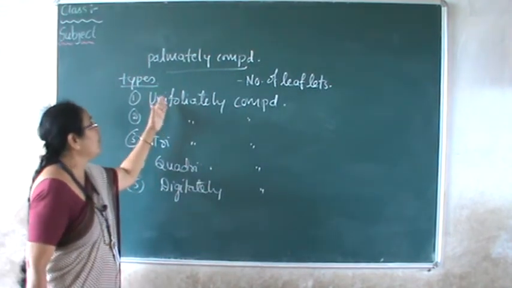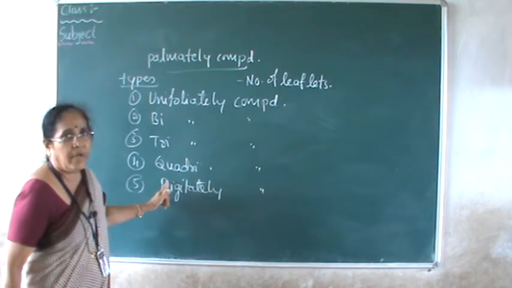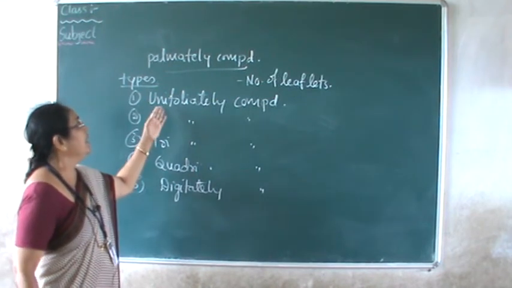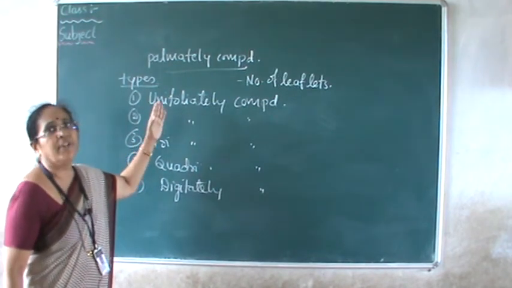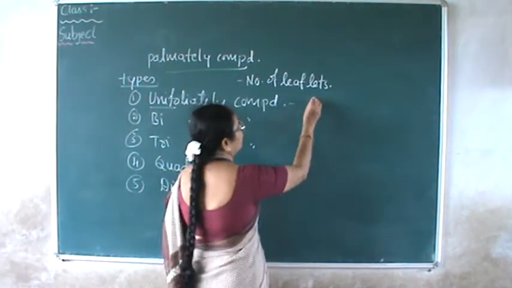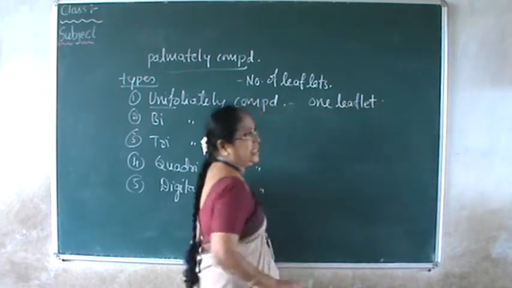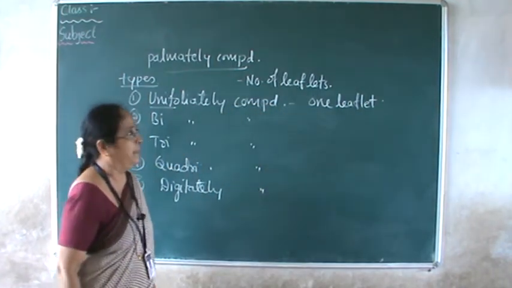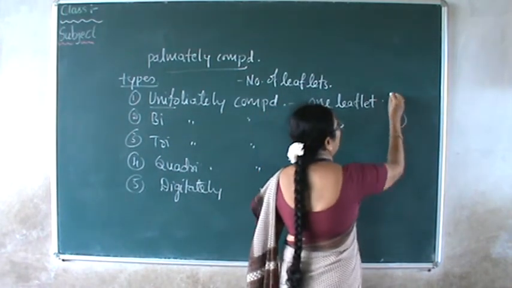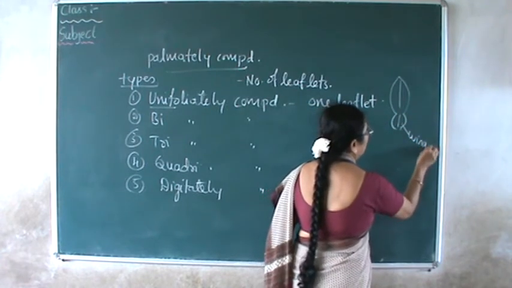So here you can make out the word uni, bi, tri, quadri: 1, 2, 3, 4, and digitate is palm-like, with more than 4 leaflets. In the unifoliately compound leaf, the name itself gives the meaning: a palmately compound leaf having only 1 leaflet. So it is called a unifoliately compound leaf. An example for this is the lemon species, because all of you have seen the lemon leaf. So this is the winged petiole here.